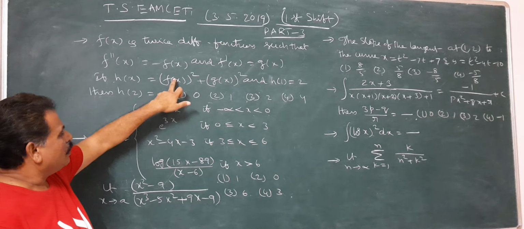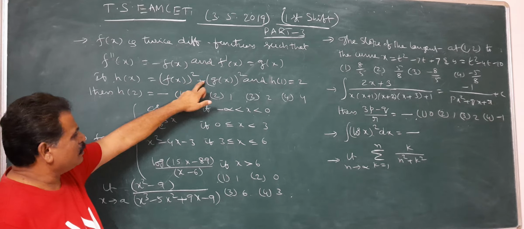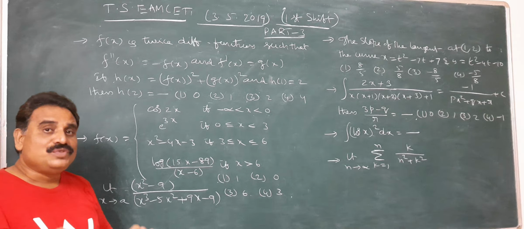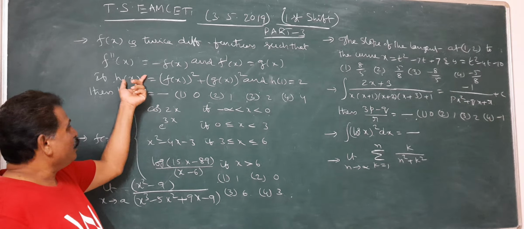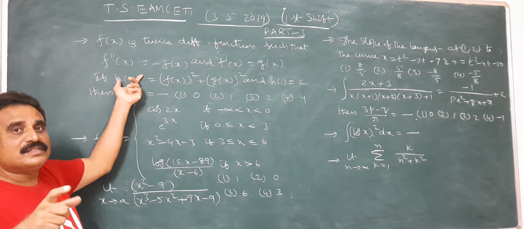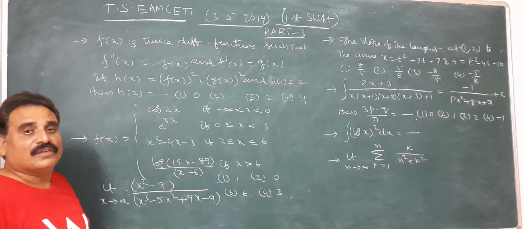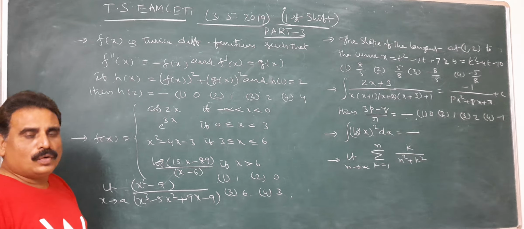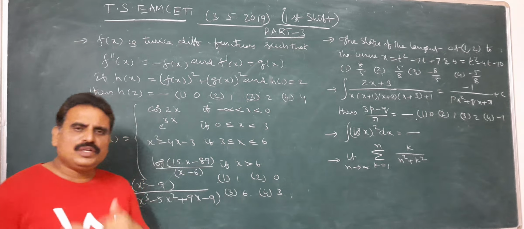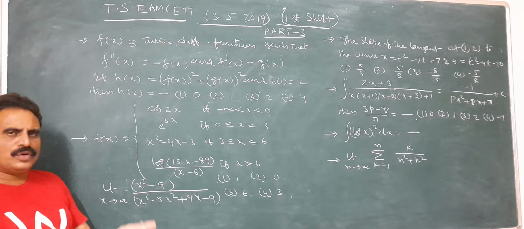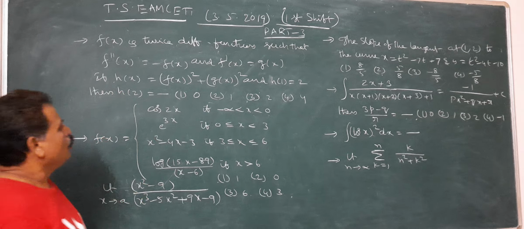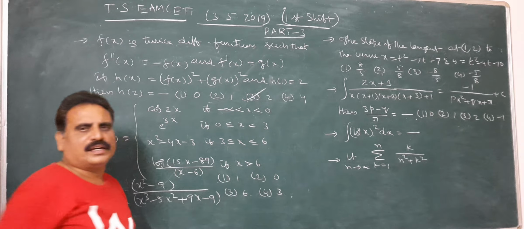So we get f of x into g of x minus f of x into g of x, into 2. That becomes 0. The derivative is 0, h dash x is 0. That means h of x is constant. h of 1 is 2, so h of 2 is also 2, h of 3 is 2, h of 4 is 2. Every value of h is 2 only. So the answer is 2, third option is the right answer.